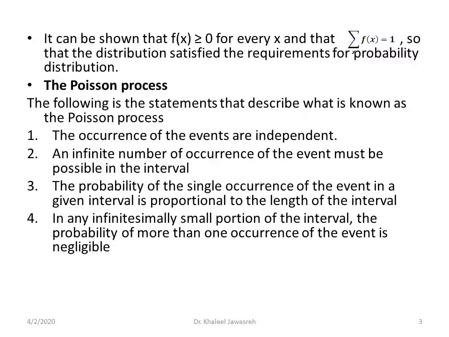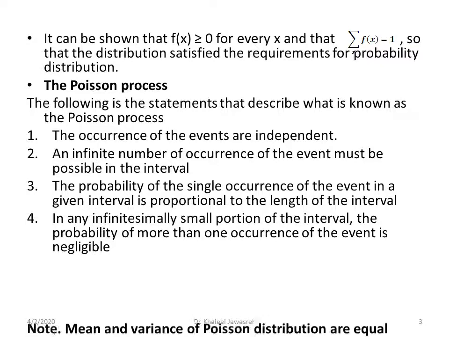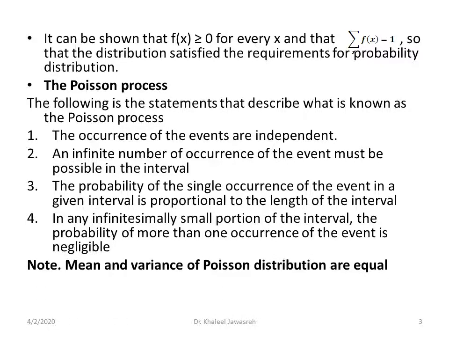It is a very good statement to be addressed here. The mean and the variance of the Poisson distribution are equal. This is the main statement that should be known for all of you. You do need to know it. The mean and the variance of the Poisson distribution are equal.